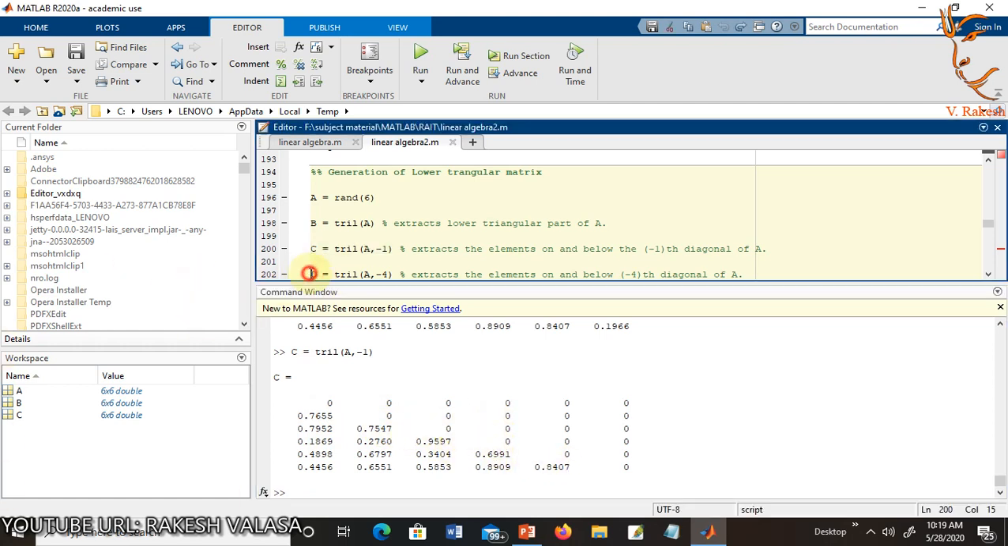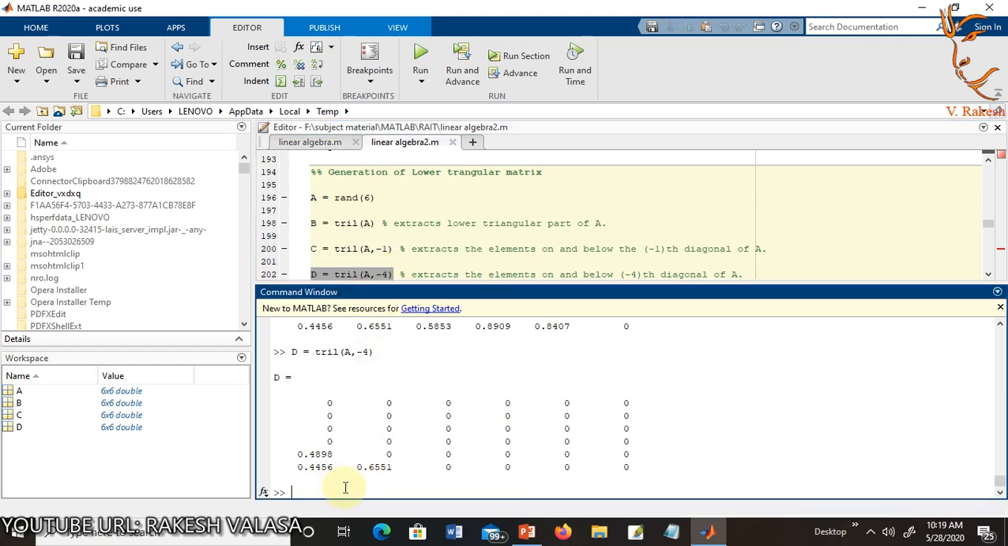Next one is tril of A comma minus 4. This means extract the elements on and below the minus 4th diagonal of A. This is the first diagonal, second diagonal, third diagonal. Below the minus 4th diagonal of A are values, remaining are all zeros.